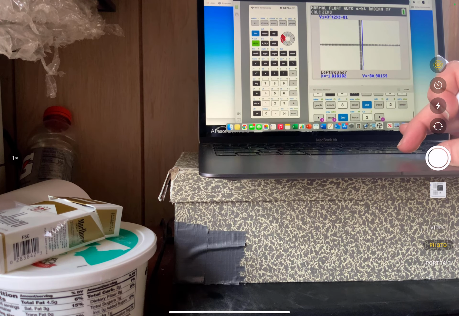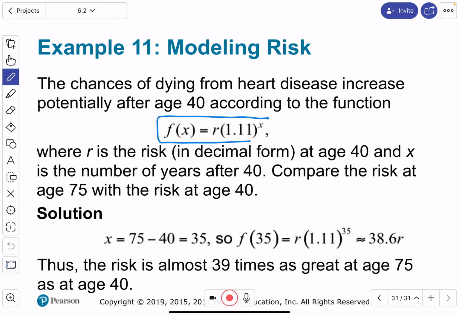Modeling risk. So let's say I give you an equation like this that is after age 40. If we're trying to compare the risk at age 75 with age 40, the biggest thing is finding that difference. So when this is 0, so age 40, x would equal 0. If you plug 0 in, anything to the 0 is 1, so risk is R.